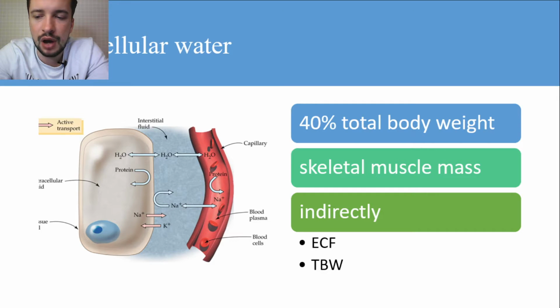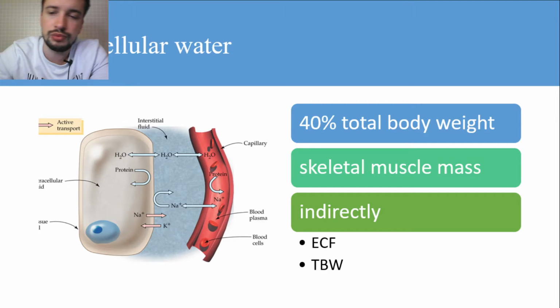Intracellular water makes up approximately 40% of an individual's total body weight, with the largest proportion in the skeletal muscle mass. Measurement of the intracellular compartment is determined indirectly by subtracting the measured ECF from the simultaneous TBW measurement.